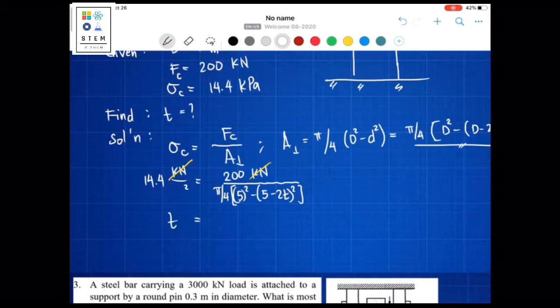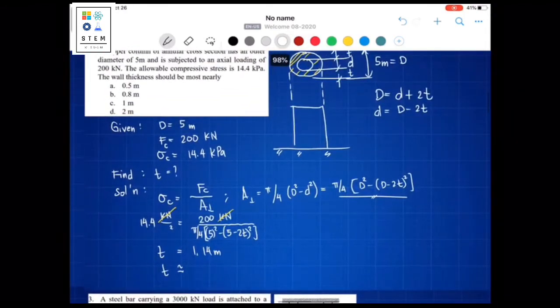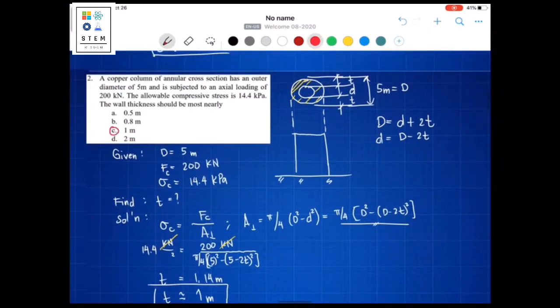Is equal to 1.14 meters. So, balik tayo sa choices. Anong pinakamalapit? Yung tanong naman niya is what thickness should be most nearly. So, approximately, pinakamalapit, 1 meter. Okay, so letter C.